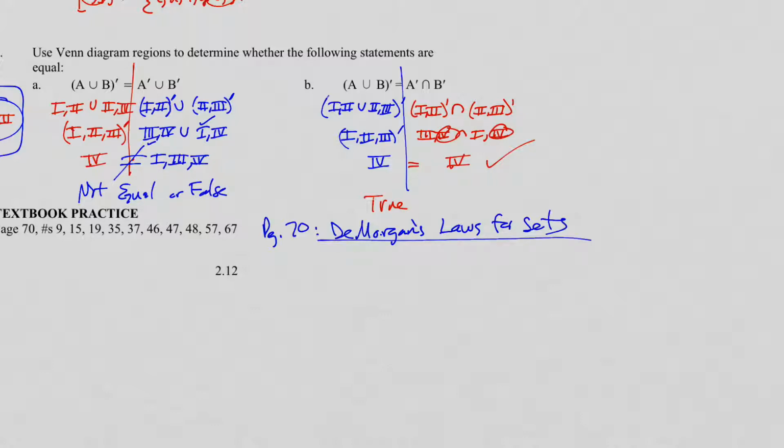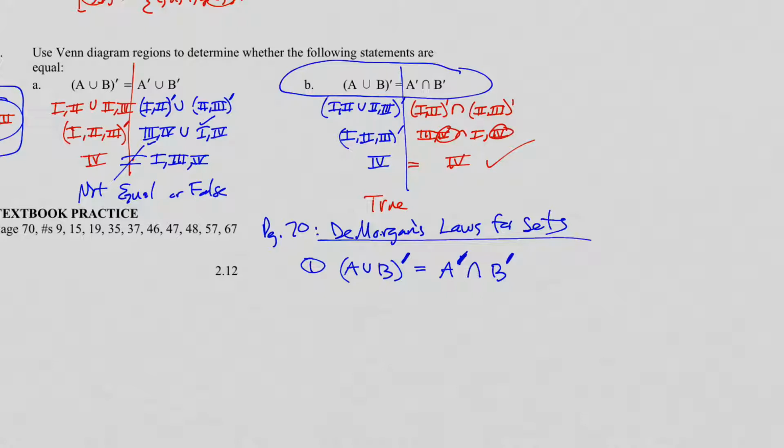And you guys just proved one of them. Okay, so we'll just go ahead and write that one. So it's saying that the complement of the union of A and B is the same as A complement intersection B complement. Okay? You just proved those two true.